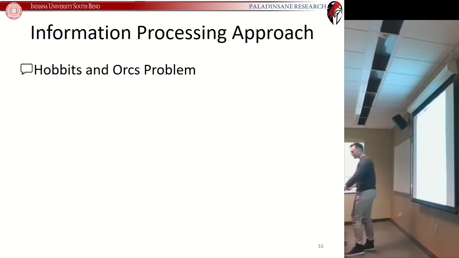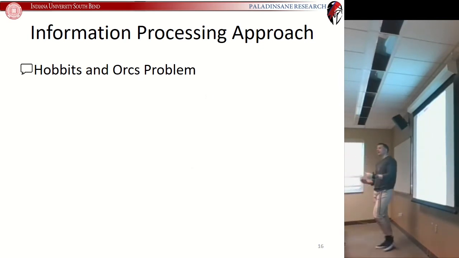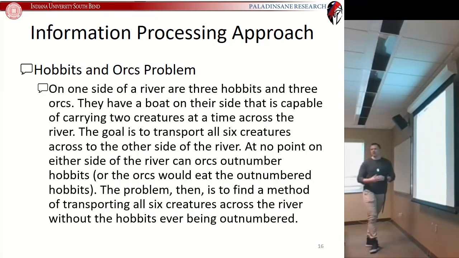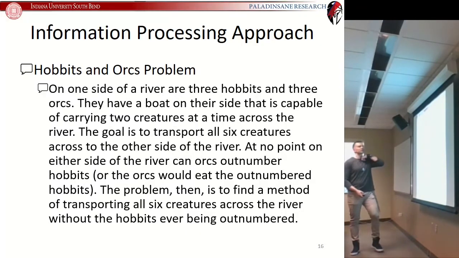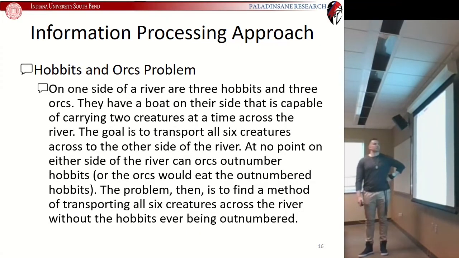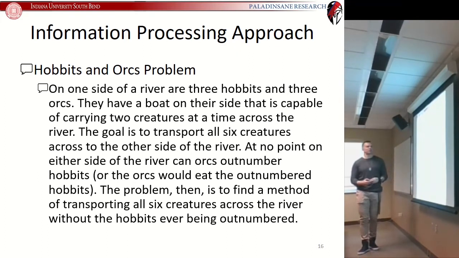All right, so we're going to start off with another problem that has another problem space, and this is called the Hobbits and Orcs problem. And I'll read it out to you, and then I'll give you some time to try to figure this one out. So the Hobbits and Orcs problem goes: on one side of a river are 3 Hobbits and 3 Orcs. They have a boat on their side that is capable of carrying 2 creatures at a time across the river. The goal is to transport all 6 creatures across to the other side of the river.